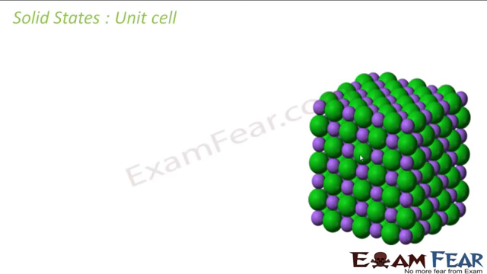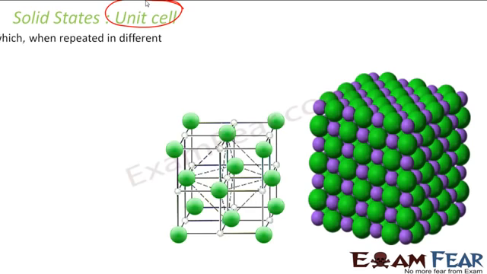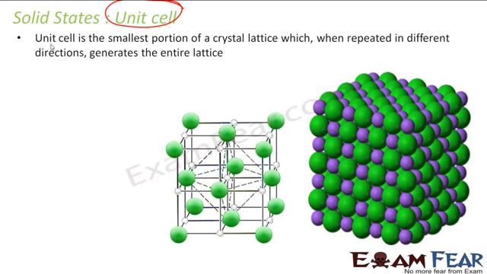Correct? Now let's talk about unit cells. This lattice itself, you see a big lattice, right? It is difficult to understand the concept. So this lattice is further divided into unit cells. Unit cells are actually the building blocks. So what are unit cells? A unit cell is the smallest portion of a crystal lattice which, when repeated, generates the entire lattice. For example, you get this from this.